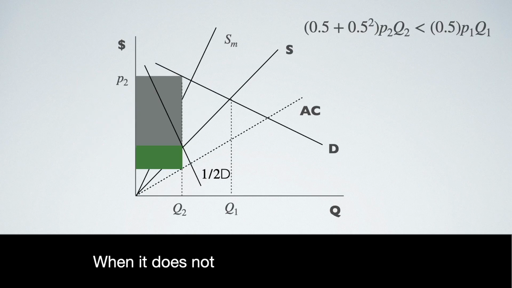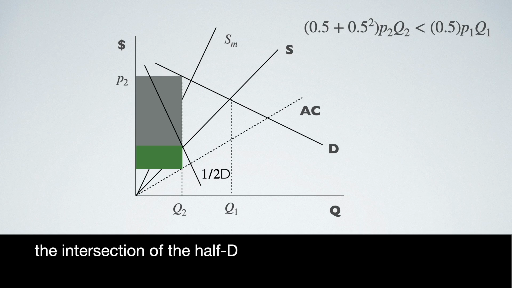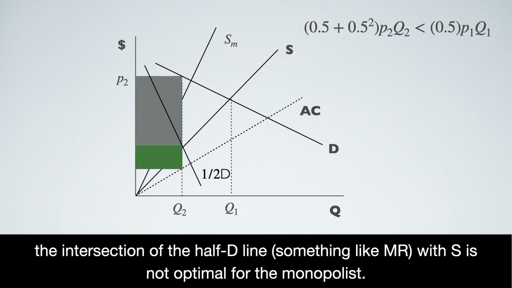Disproving traditional theory 2, when it does not derive maximum total profit. The intersection of the half-D line, something like MR, with S is not optimal for the monopolist.